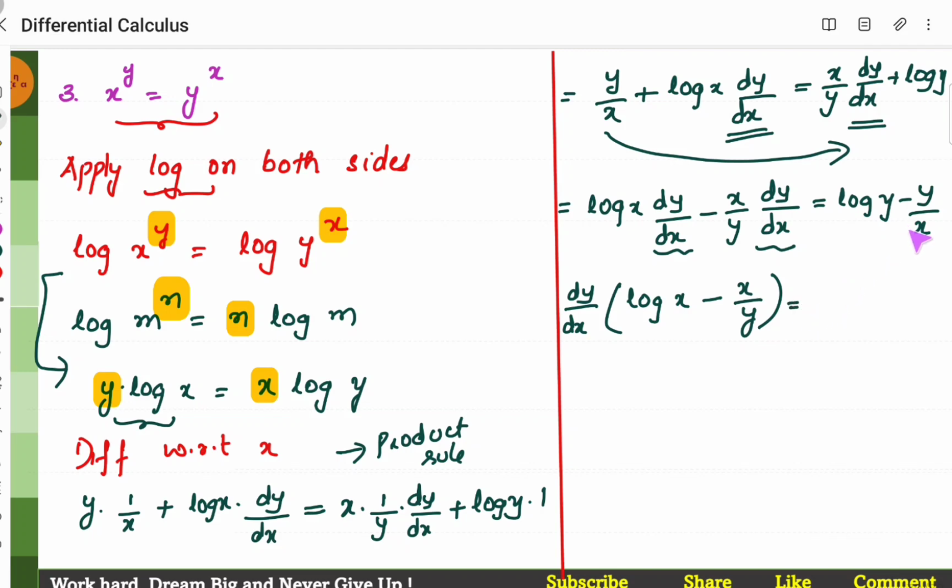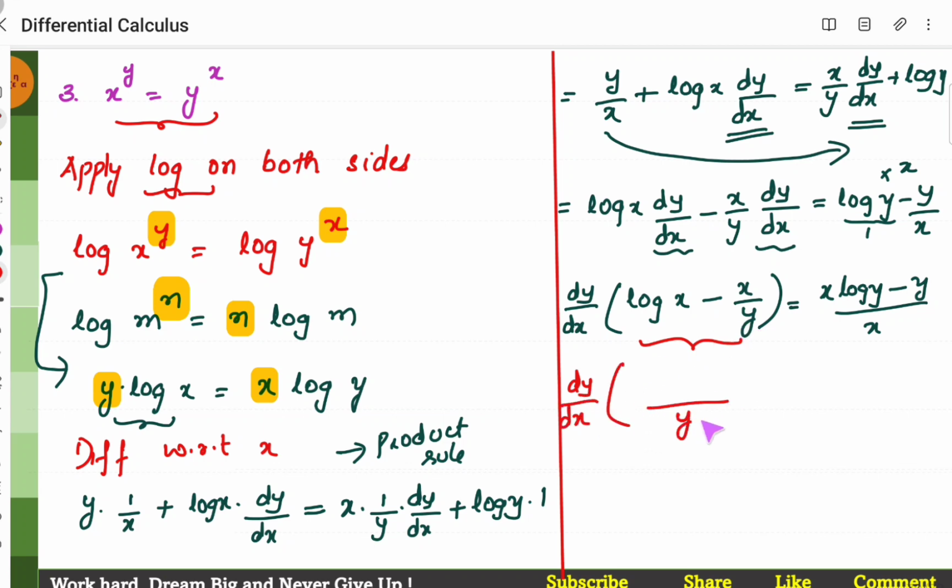Now here, let me take the LCM, right? So the LCM will be x. For 1, to get this particular LCM, I have to multiply 1 by x, but I multiply the numerator. So it will be x log y minus y. Here also I need to find the LCM, right? So for dy by dx, y is the LCM here. So I have to multiply this by y. So I'll get y into log x minus x is equal to x log y minus y by x.